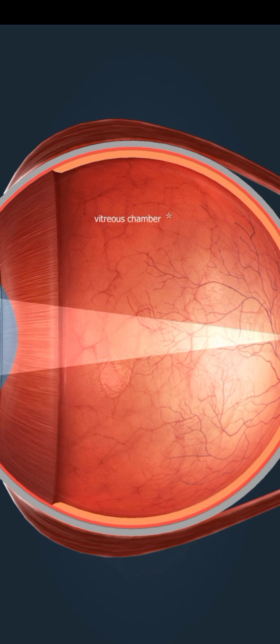The outermost is the sclera, a very durable layer of connective tissue which continues in the transparent cornea. This is where light entering the eye is refracted by the greatest angle.